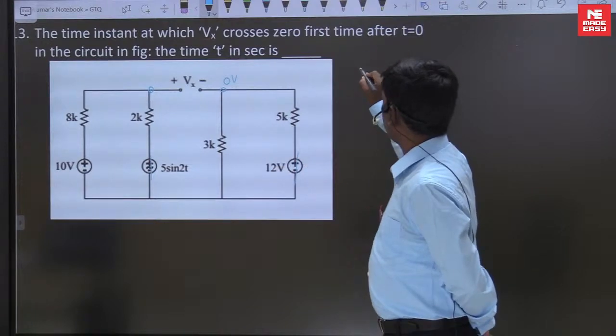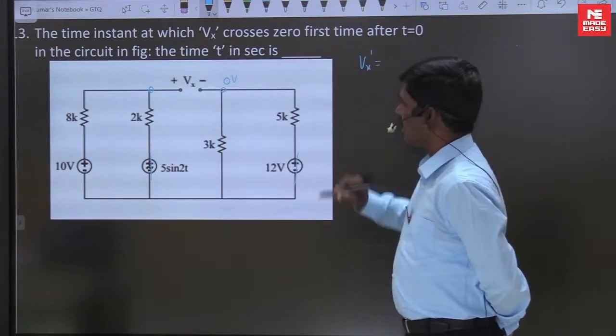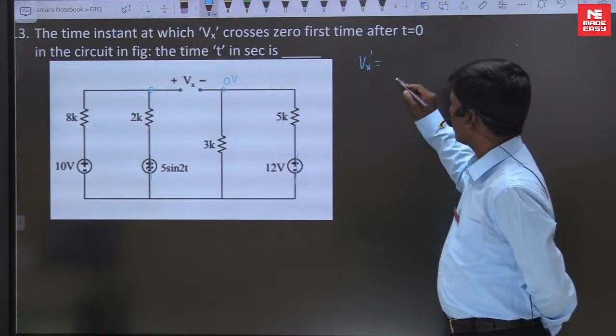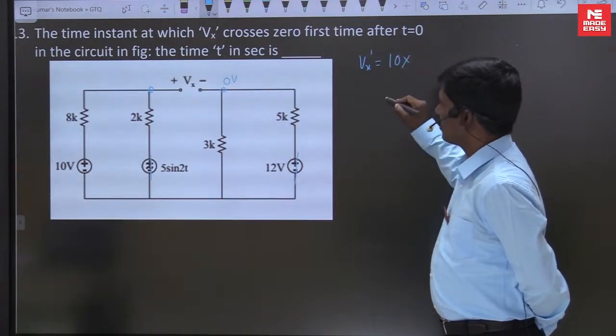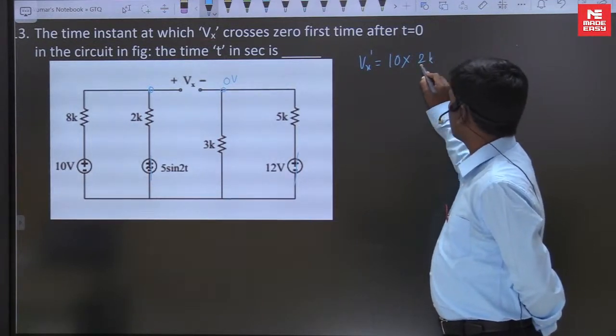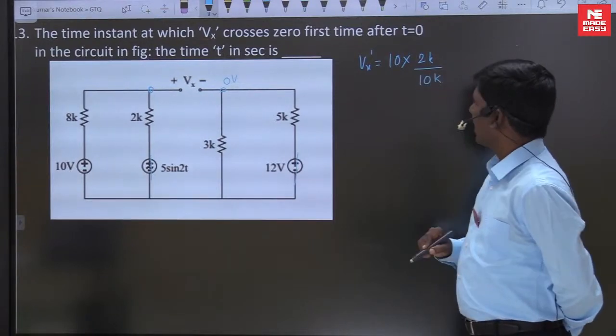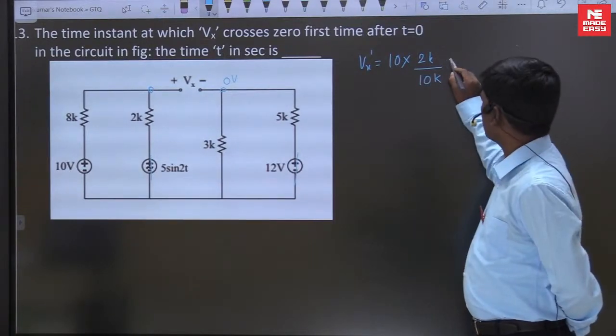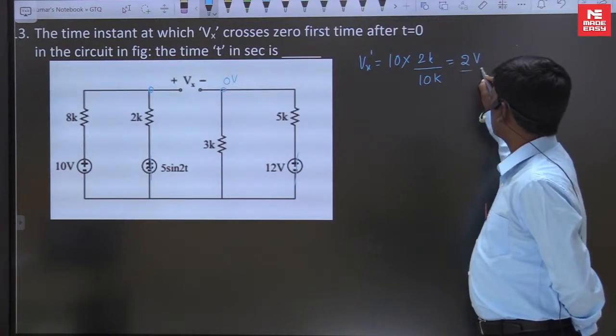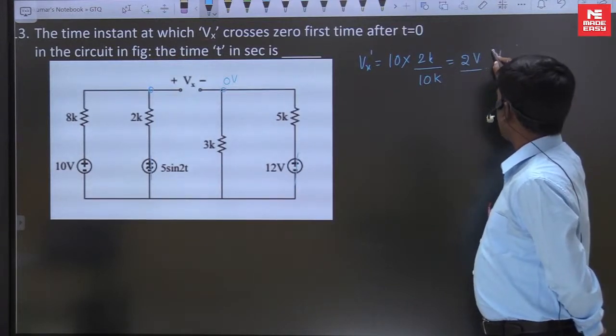So I write Vx dash. Vx dash, when the 10 volts is active, is 10 into 2k by (3 plus 8k plus 2k), that is 10k. So the value is how much? 2 volts, with 10 volts active.